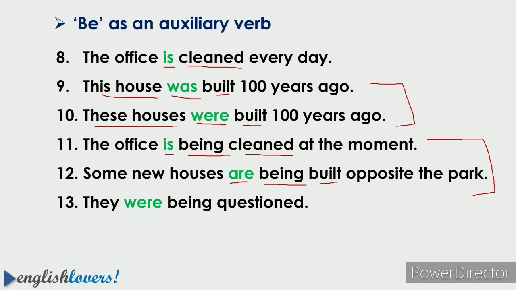Now the last one: they were being questioned. Here were is the auxiliary in its past form, being is again an auxiliary of be, and question is the main verb. This is also passive aspect because question is in its past participle form, and were and being function as auxiliaries in the sentence. Which tense is this? This is past continuous tense or past progressive tense. So in the present continuous tense and in the past continuous tense, we have seen how be functions as an auxiliary verb or helping verb.